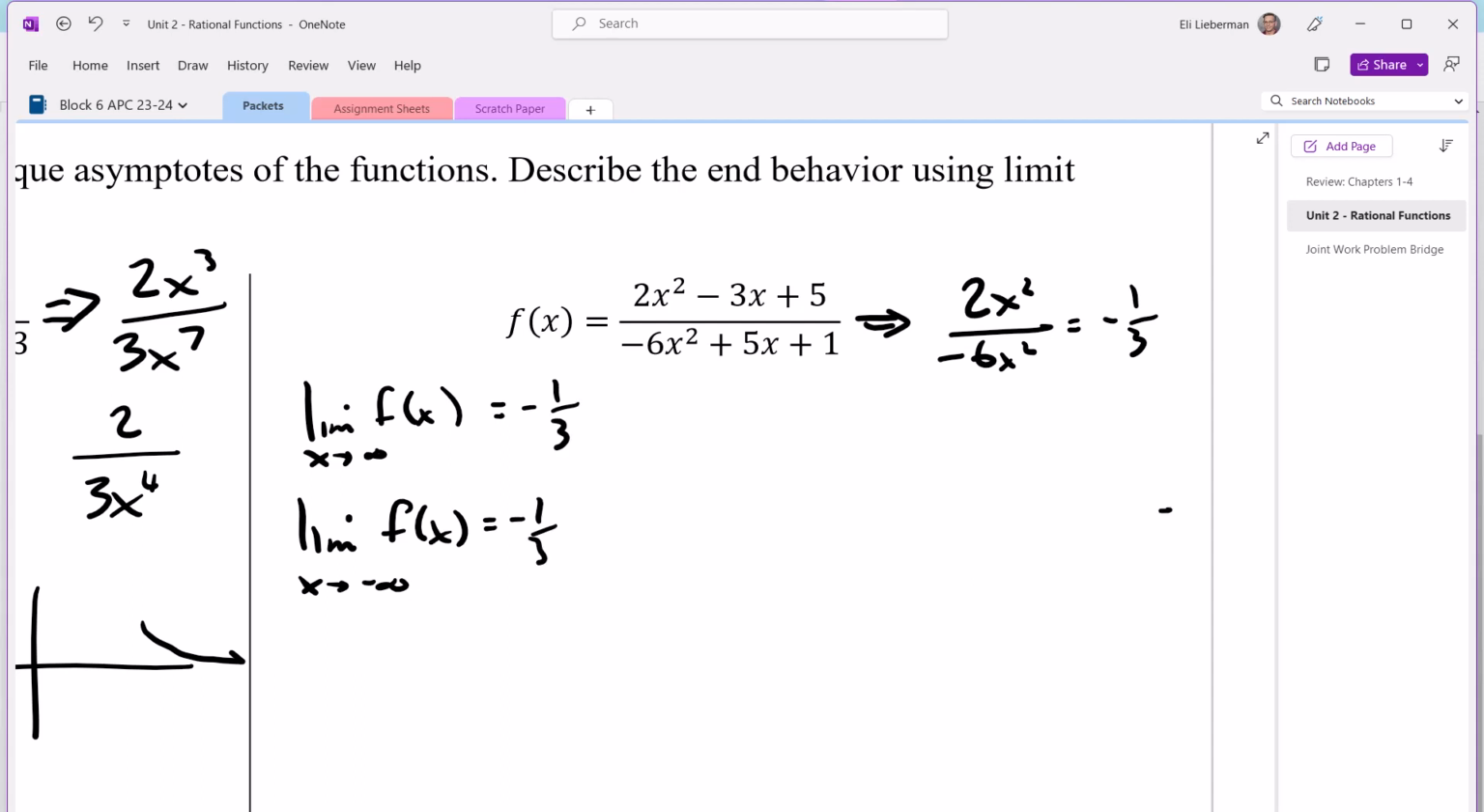Which means in this case, we're not looking at a function that's tending to 0. In this case, no matter how big we get, those numbers will tend to a particular number, negative 1/3 in this case.